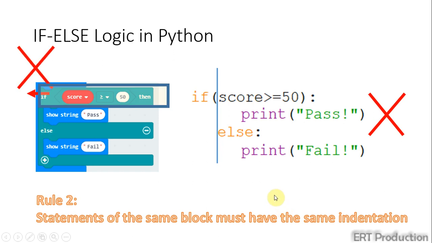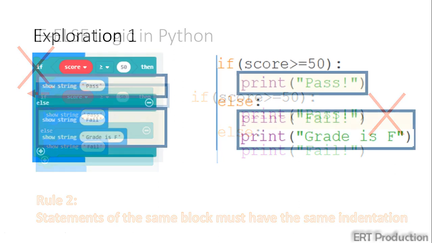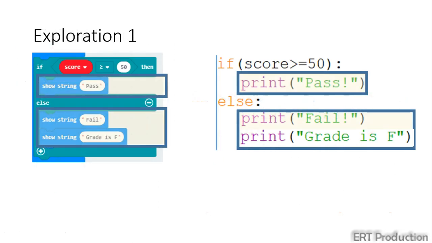You have just learned how to write the if-else selection structure. Let's see one example here. You can see there are two statements in the else block. It means that if the variable score has a value not greater than 50, these two statements will be executed and the output is fail, and then grade is F.